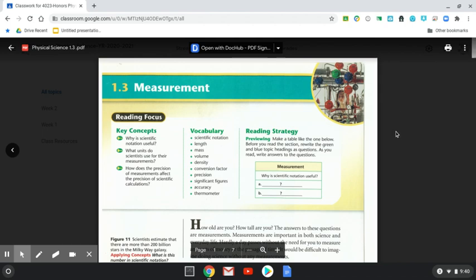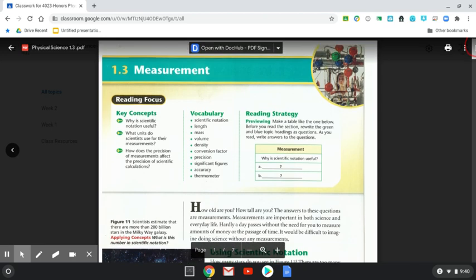Hello, students. Hopefully you've read section 1.3, Measurement. You've got a page of notes. Take out that page. It should be page 6 in your notebook. And I'm going to talk through some of the things that I hope you learned.